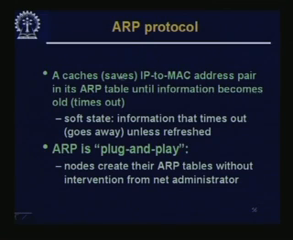A caches the IP to MAC address pair in its ARP table until the information becomes old, that is, it times out, but if it is being used then it will not become old. So this is soft state information that times out and goes away unless refreshed. ARP is plug and play, so you need not bother; old entries get washed out and new entries come in automatically. Nodes create their ARP table without intervention from the node administrator.